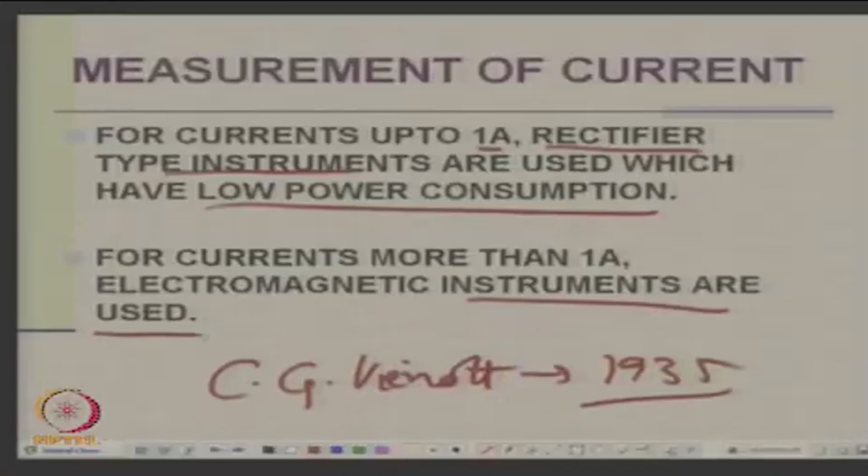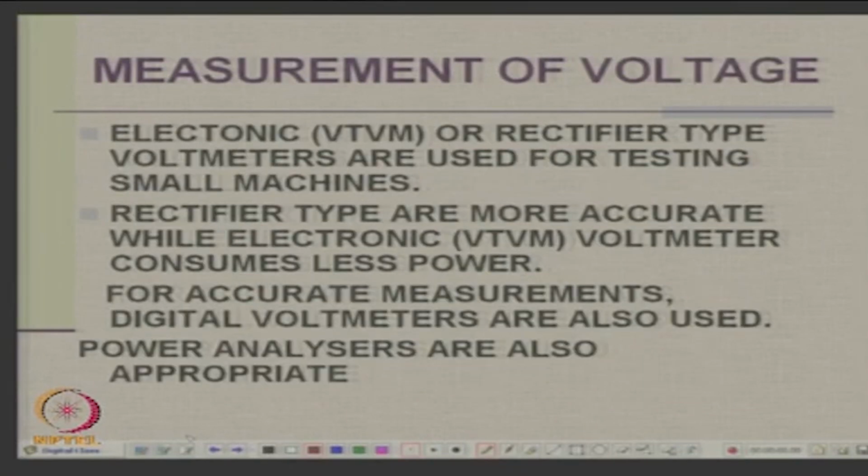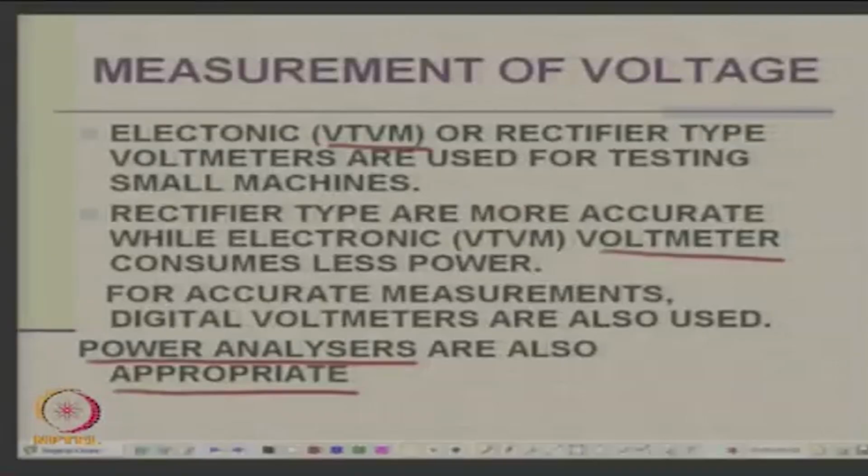Therefore, now we can go in for better instruments, and then we can get better readings. Of course, then there were VTVMs, rectifier type electronic voltmeters. And now one of the things which has come is the so-called power analyzers. You are able to sense the voltages and currents more accurately, and then you can also do a lot of calculations through software. That is one of the advantages that you can have.